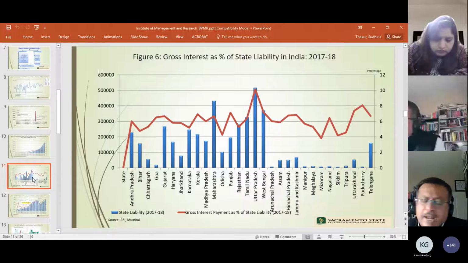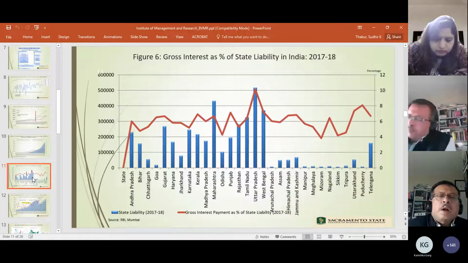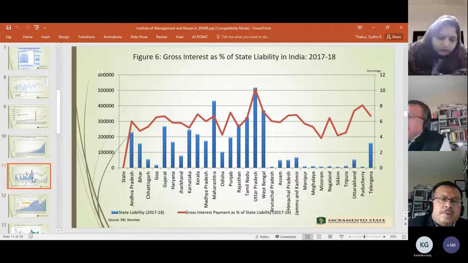So this slide shows us that overall, the average percentage of state liability that was paid off as the interest cost was almost 7%, excluding New Delhi at the state level in India. Maharashtra and UP have the highest interest burden compared to other states. The northeastern states have the least. Of course, this has to do with the size of the state. A larger state, a larger population, obviously, the interest cost would be much higher.